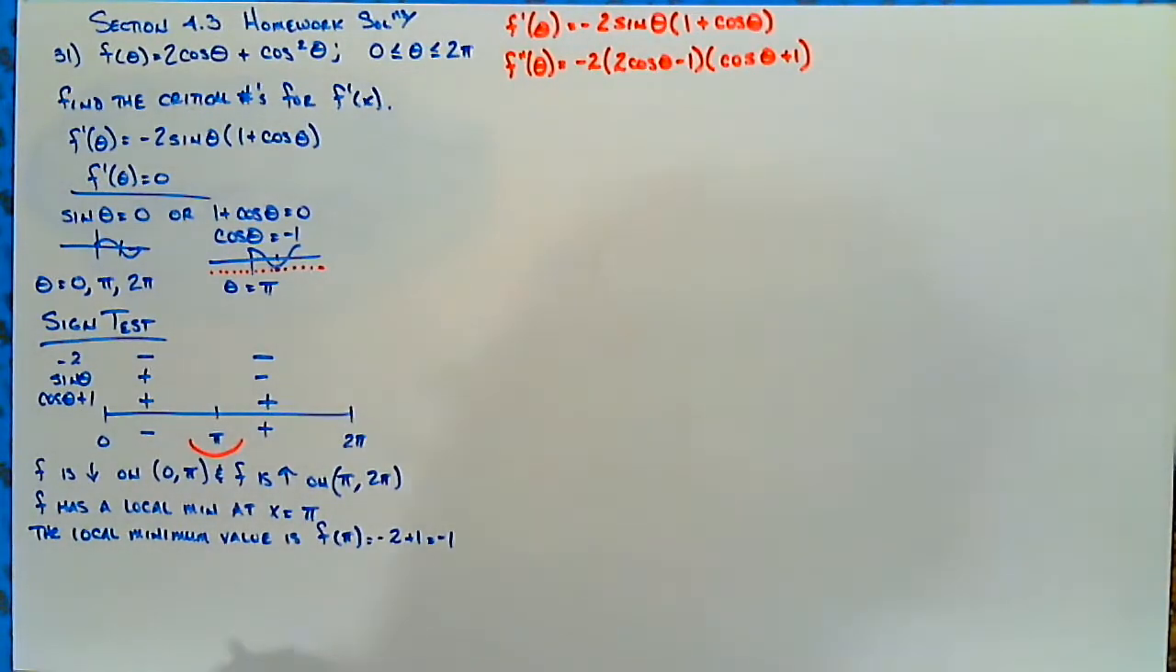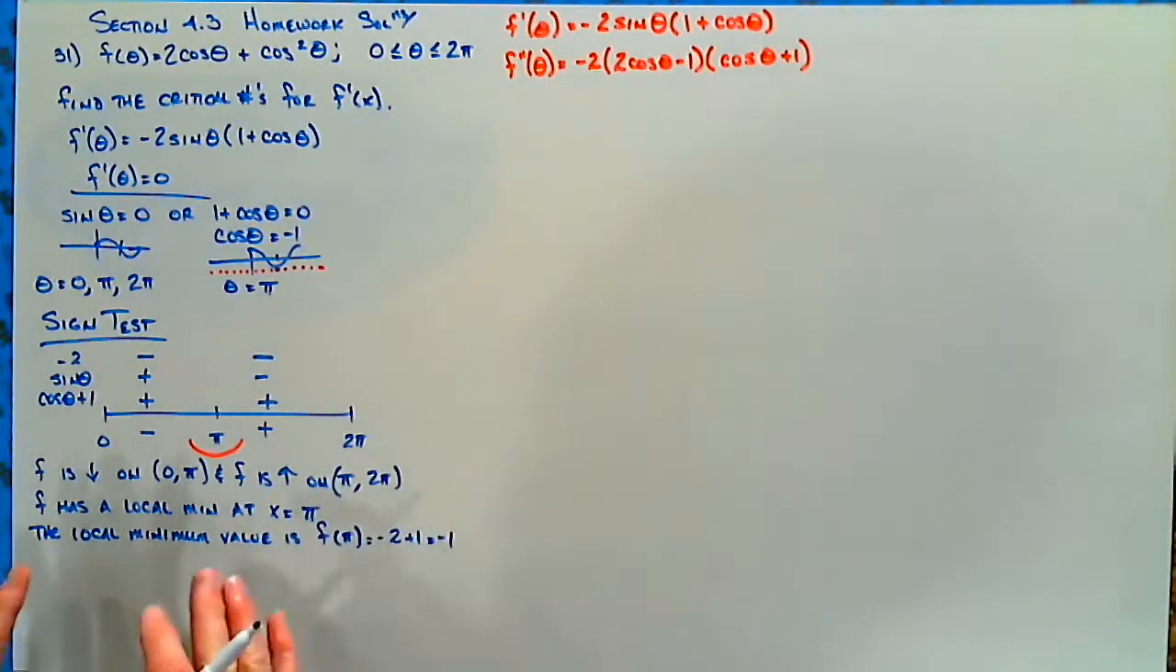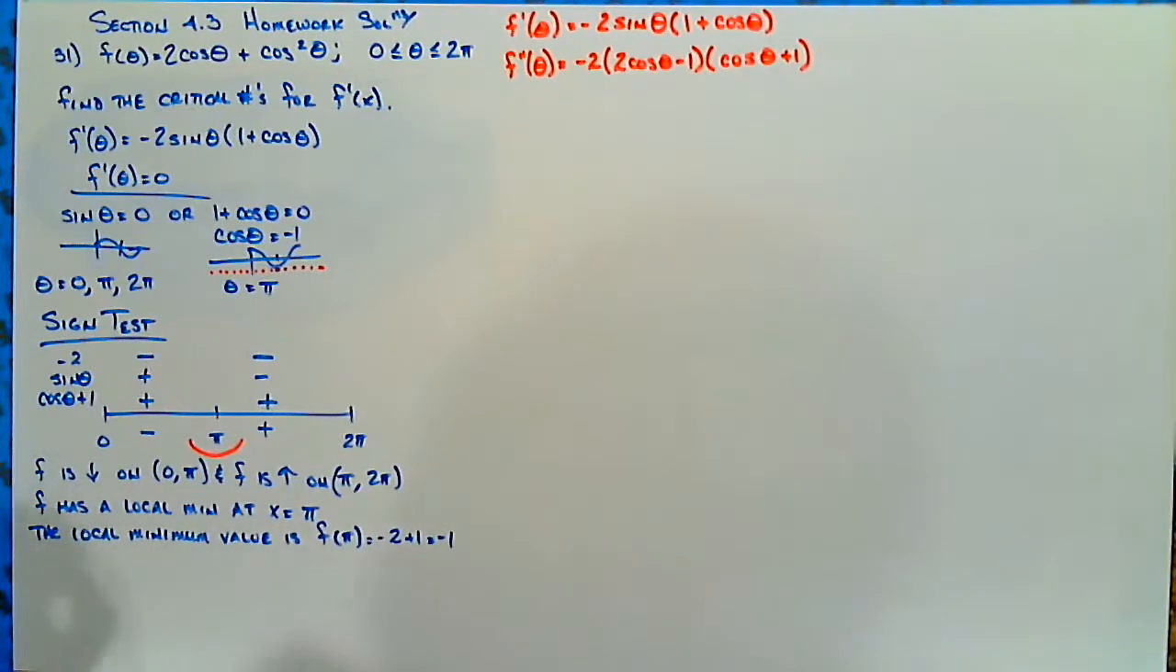Now, they asked us, where is our function increasing and decreasing? We've got that. They asked to find the local maximum and minimum values. We have that. What haven't we done? Well, we haven't done concavity yet, right? We haven't addressed concavity. We've done all of our work over here in a nice organized manner, and we addressed the first derivative to talk about mins, maxes, increasing and decreasing.